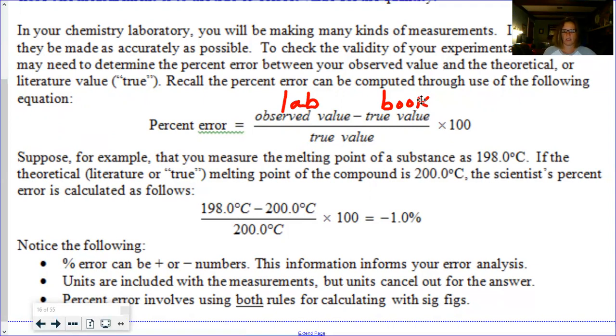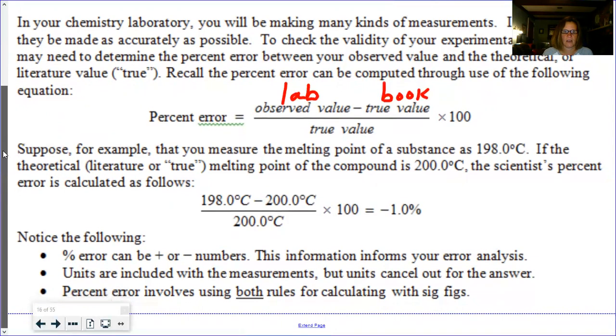All right, so we're going to look at a mathematical example of this. When you do this calculation, you're going to use everything that you know about calculations in science and now sig figs. Suppose, for example, we find the melting point of a substance to be 198 degrees Celsius. The true value from the textbook is 200 degrees Celsius. So we would proceed to use the formula for percent error.